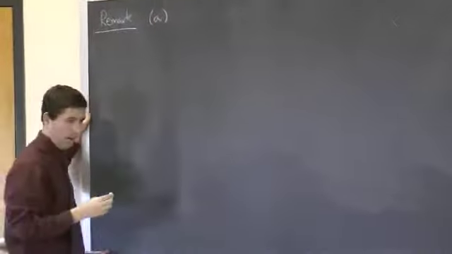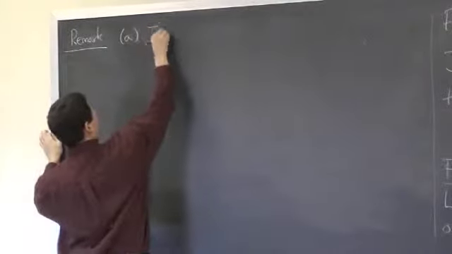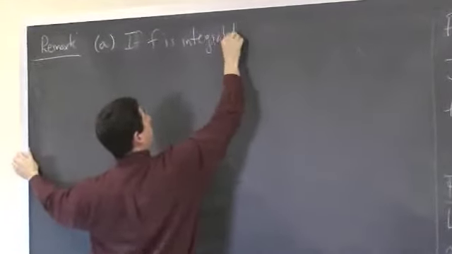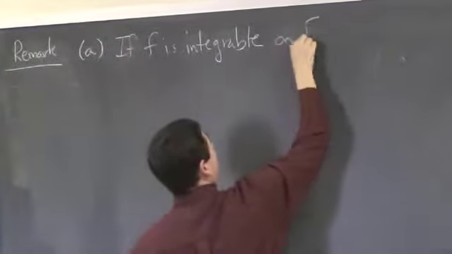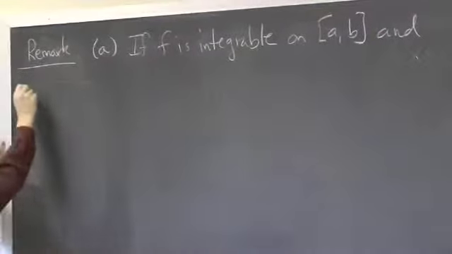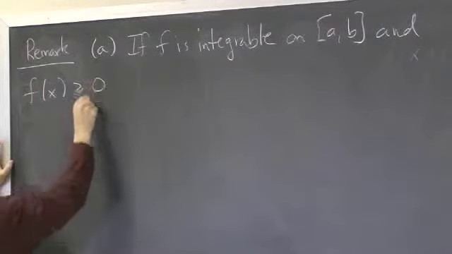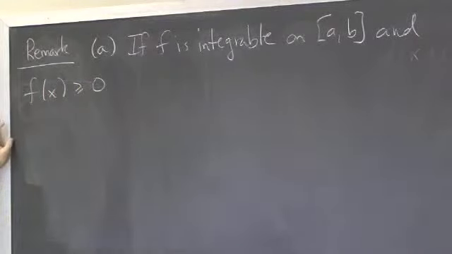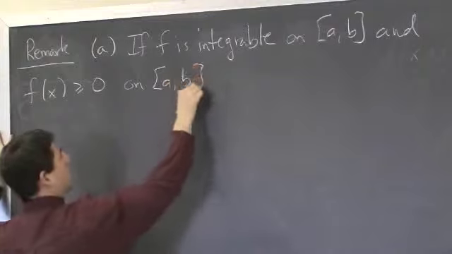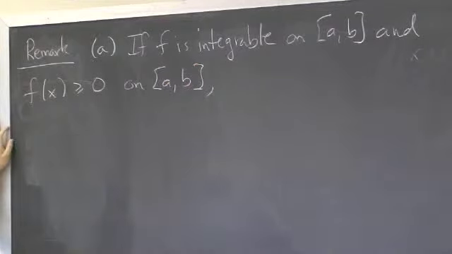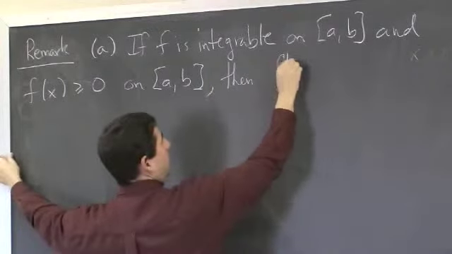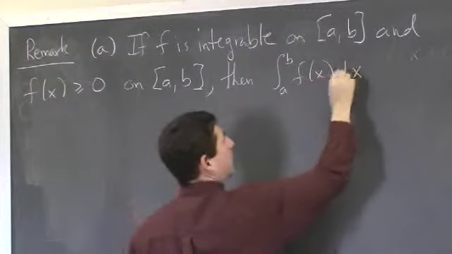So the first thing, which is the whole motivation for this. So let's assume we have an integrable function on AB, and that this function is always at least 0 on AB. Then this integral, what does it represent?